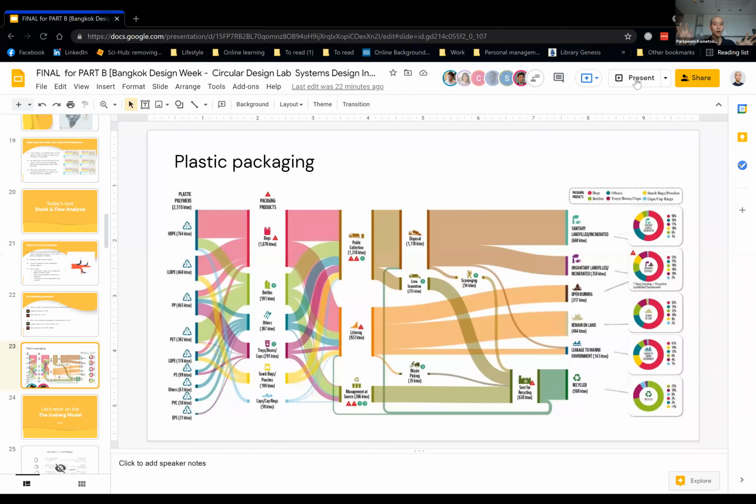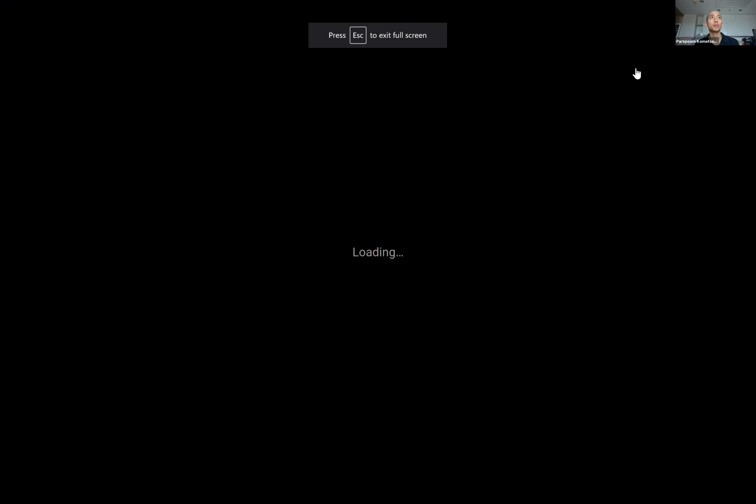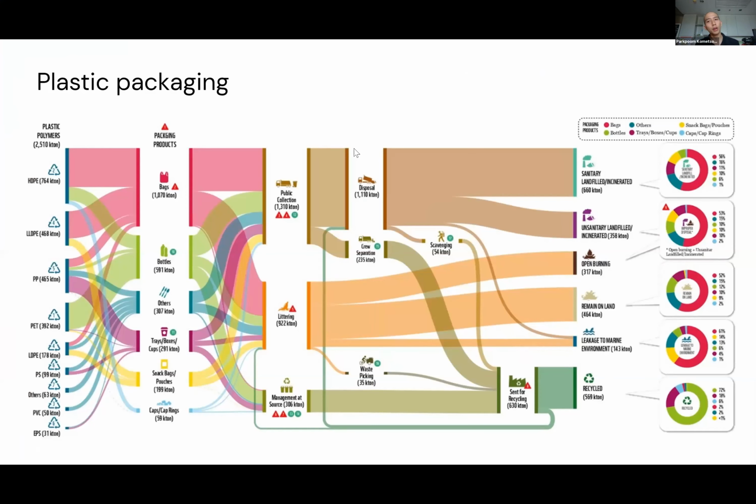So let's get started by introducing you to the plastic packaging waste Sankey diagram. Before I let you jump into the Mural activities, I'm just going to give you a brief description of what you're seeing here. This is the material flow Sankey diagram for plastic packaging waste in Thailand. And as I already mentioned how to read this, it goes from the left to the right.